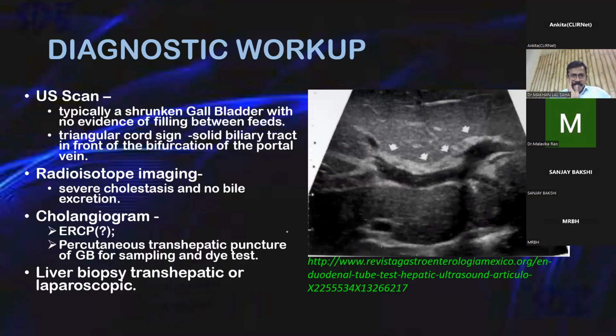In front of the bifurcation of the portal vein, radioisotope imaging, a HIDA scan, can be done. Cholangiogram, MRCP, percutaneous transhepatic puncture of the gallbladder for sampling and dye test, liver biopsy, or transhepatic laparoscopy. Now, how are you going to manage this patient?